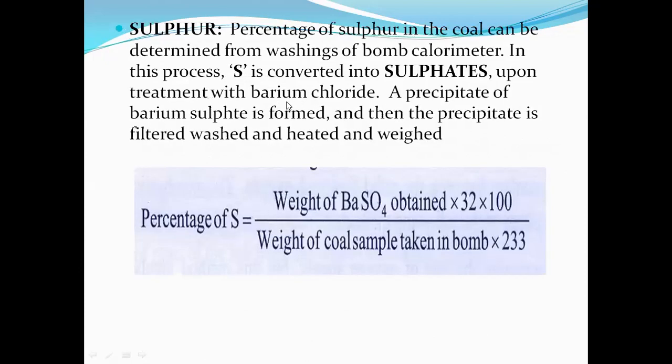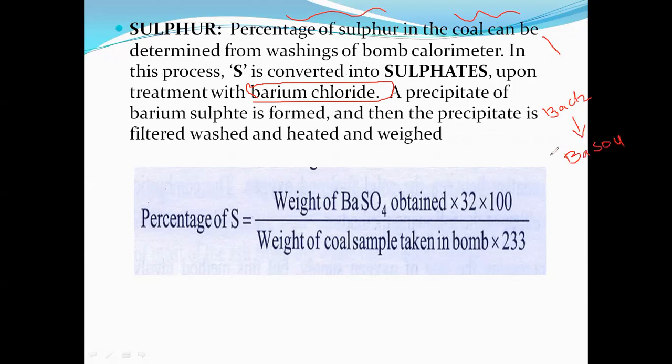Next, the last content, where we are discussing the percentage of sulfur. To determine sulfur, again we take the coal sample, burn it, and it is reacted with barium chloride solution. Barium chloride is BaCl2. Then the resultant we get is barium sulfate. When the sulfur reacts with barium chloride, it gives rise to barium sulfate.